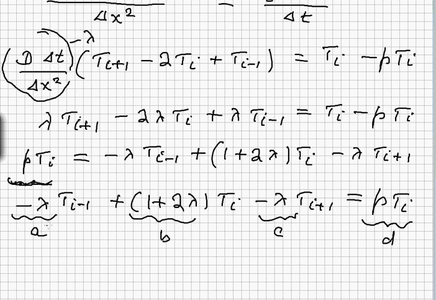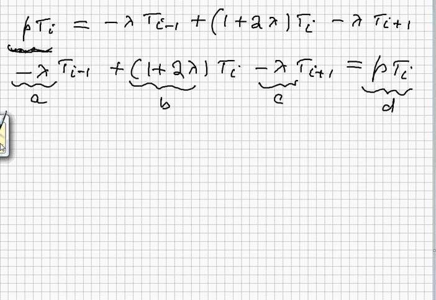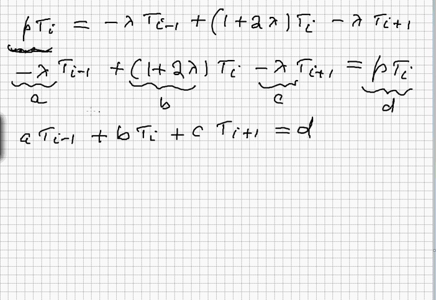With that definition I can write this equation as A times Pi minus 1 plus B times Pi plus C times Pi plus 1 equal to D, where A is equal to minus lambda, B is equal to 1 plus 2 lambda, C is equal to minus lambda, and D is equal to Pti. Okay, so those are the definitions.